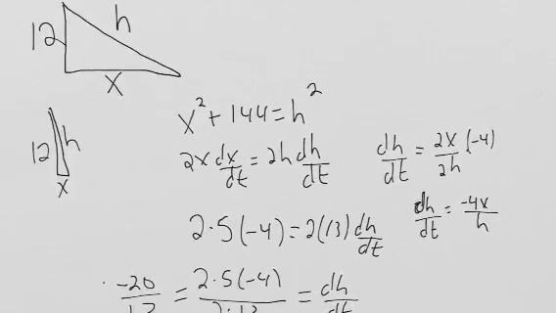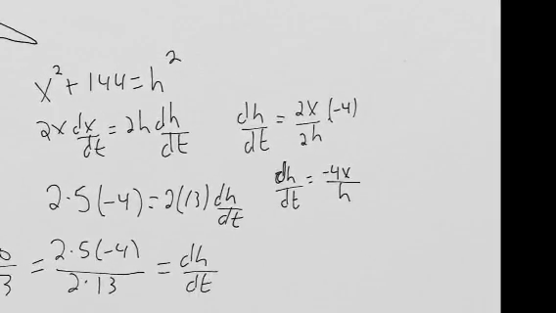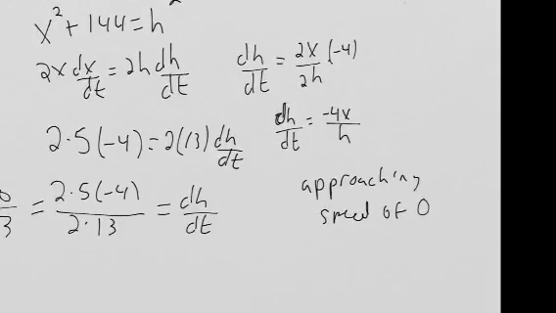So as x gets really small, h is getting really close to 12, right? What's happening? We're dividing something really small by 12. 0 divided by anything is just 0. So dH dt is approaching a speed of 0 as the boat gets closer to the dock.